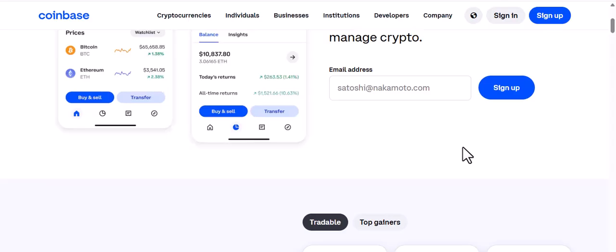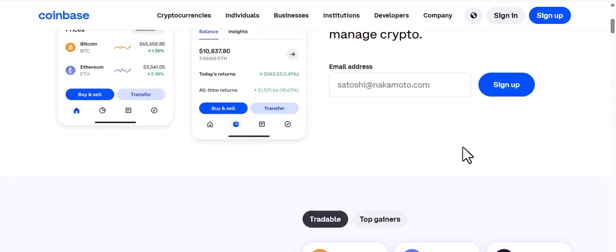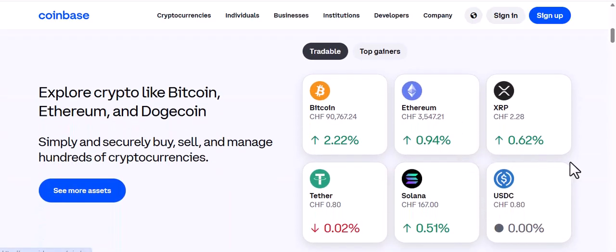That's what Coinbase Pro is all about. Now rebranded as Coinbase Advanced Trade, it's a powerful platform designed for serious traders. Let's dive in. The first thing you'll notice is the user interface.